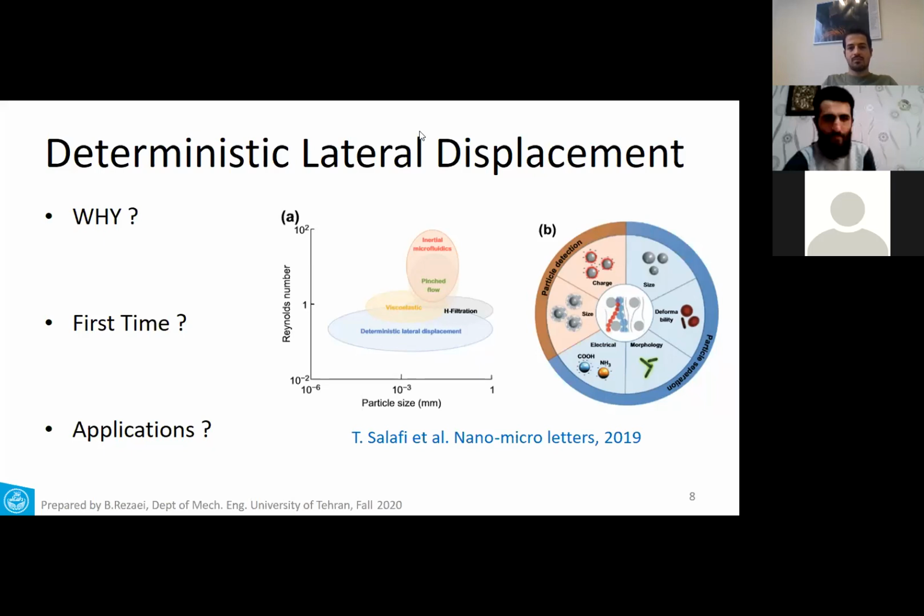You see how it does the separation. The most important way of separation is size. When I say it does the separation by size, I mean particles larger than a critical value go one way, and particles smaller than the critical value go another way. The separation has also been done based on other characteristics like deformability, morphology, and electrical properties.